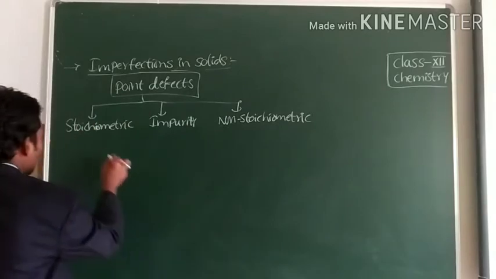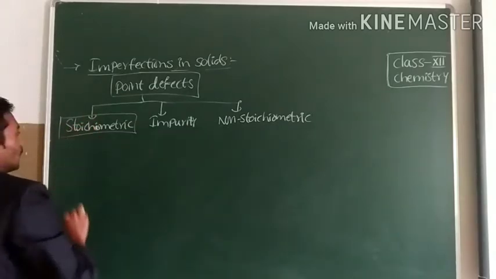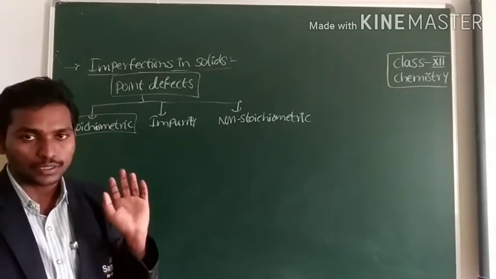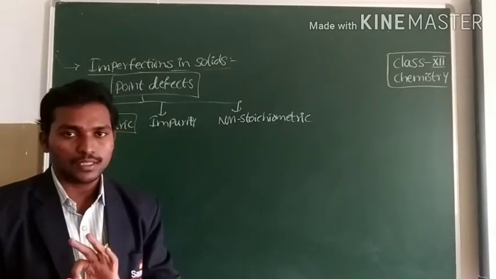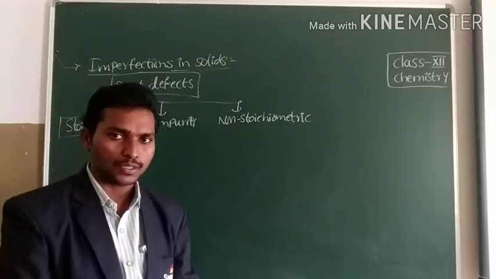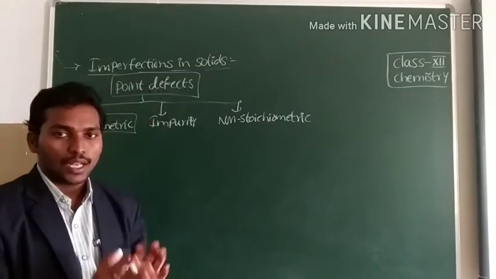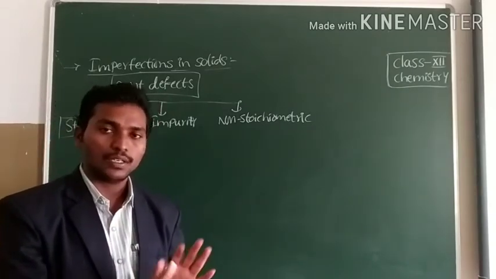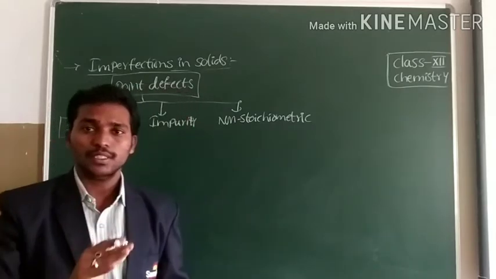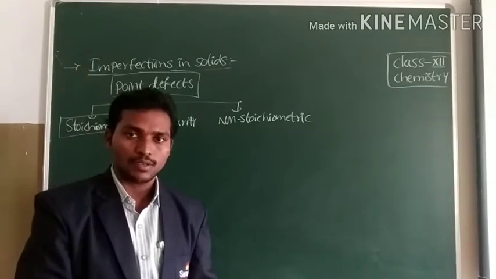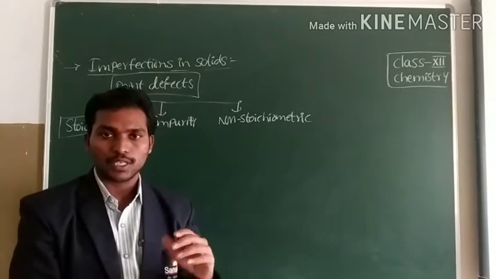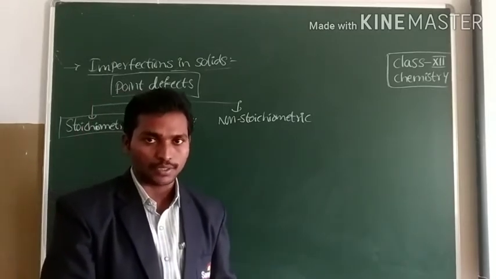So let us talk about stoichiometric defect. What is meant by stoichiometric defect? This kind of defect doesn't disturb the stoichiometry of the crystalline solids. What do you mean by stoichiometry? Stoichiometry means the fixed number of ions or atoms present in the lattice points or lattice sites. Stoichiometric defect doesn't disturb the stoichiometry of the crystalline solids.